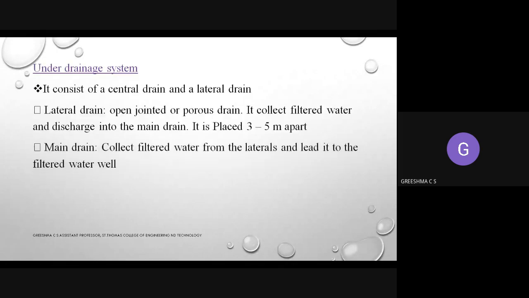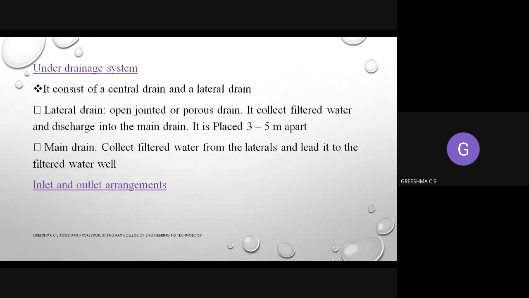Now coming to the under drainage system. Mainly it has a central drain and lateral drains. The central drain is also called the main drain. The lateral drains are open jointed or porous drains. They collect the filtered water and discharge it into the main drain.